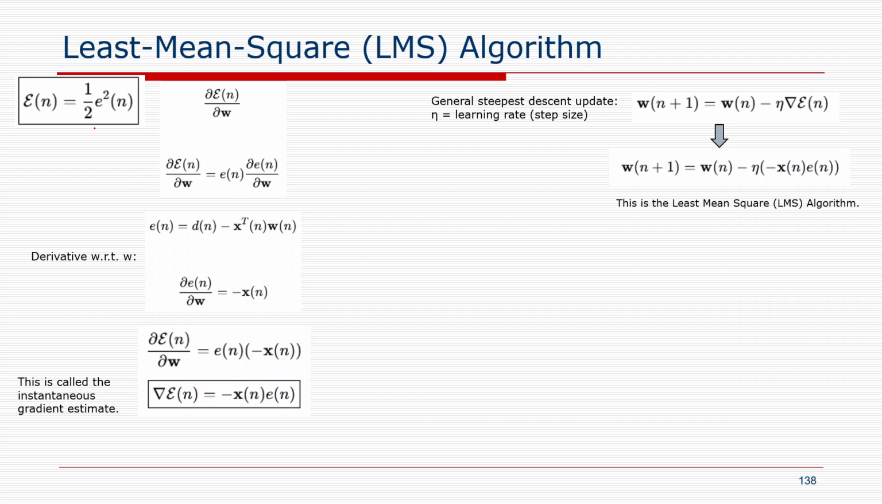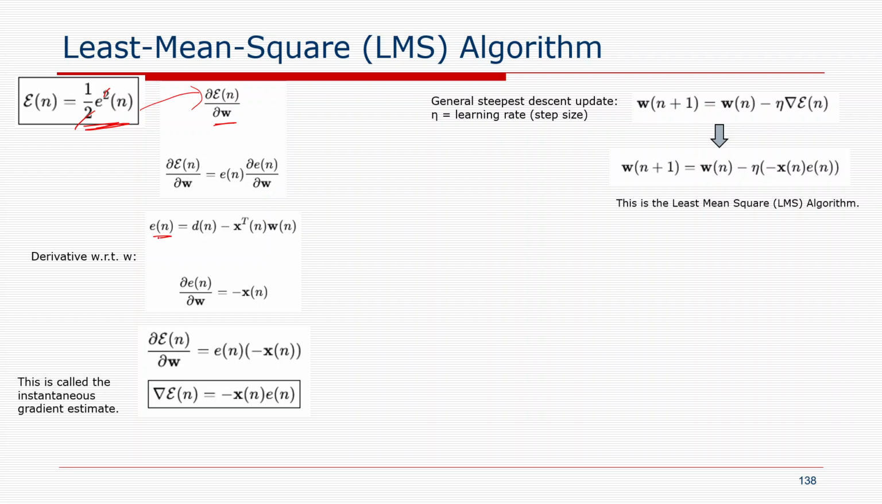Now, in the previous slide, we got this equation, that is E of n is 1 by 2 e square of n. Now we'll differentiate this term with respect to the weight vector w. When we differentiate this, the 2 term will get cancelled out, and we'll get E of n and then dou E of n by dou w, that is differentiation with respect to weight.